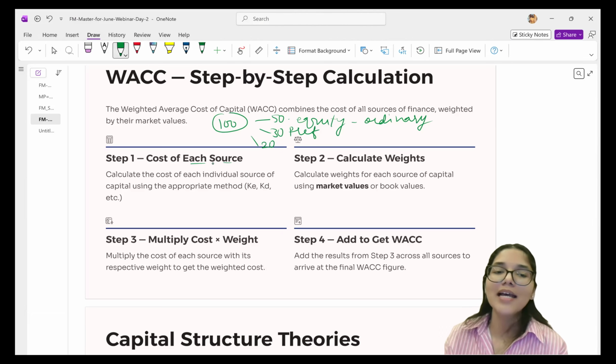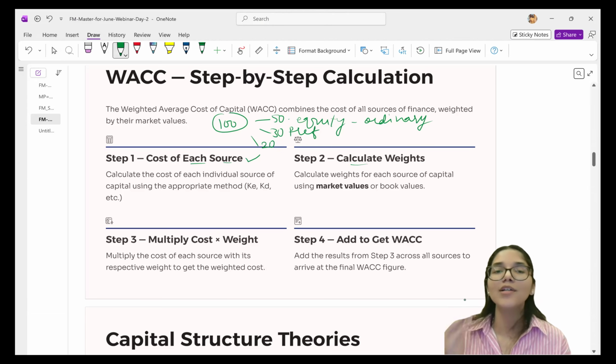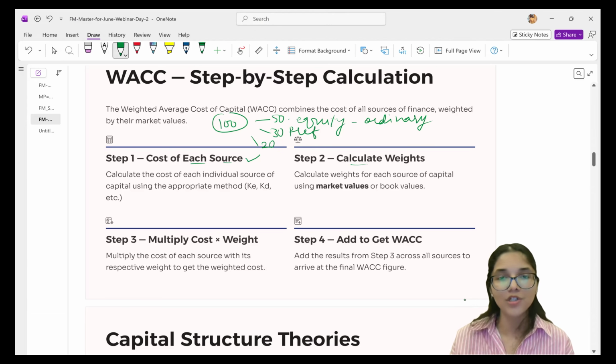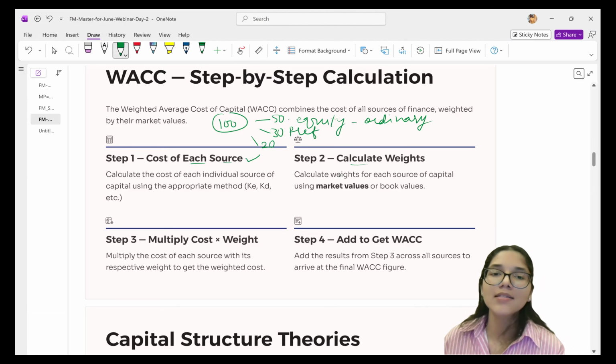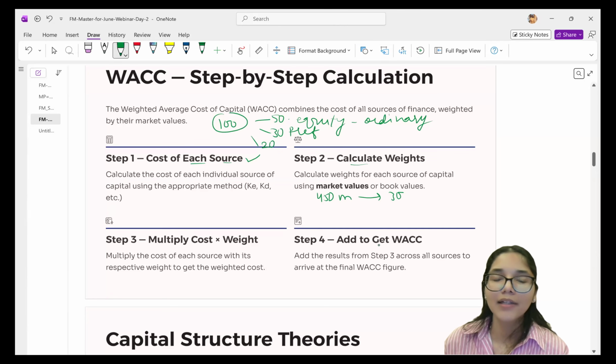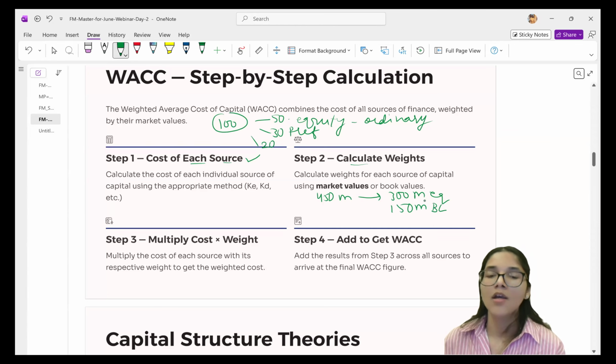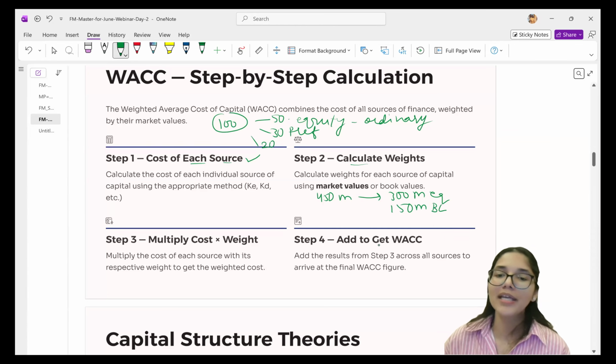Then step number 2, once I have the cost of all different sources with me, step number 2 will be to calculate my weights. Weights means how much is the proportion of a particular source of finance in comparison to the total. So for example, a company has total market value of $450 million, out of which $300 million is the value of equity and $150 million is the value of, let's suppose, the bank loan that the company has taken. So in that case, how will proportions be calculated?